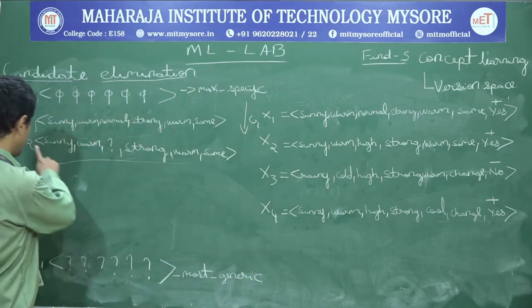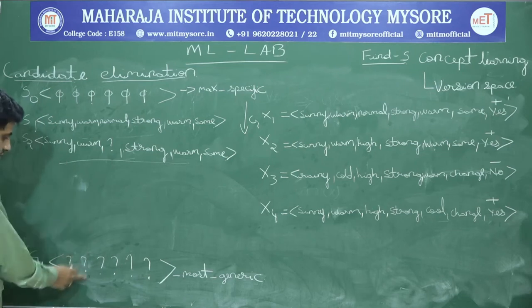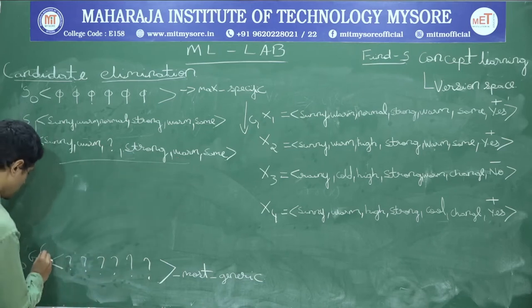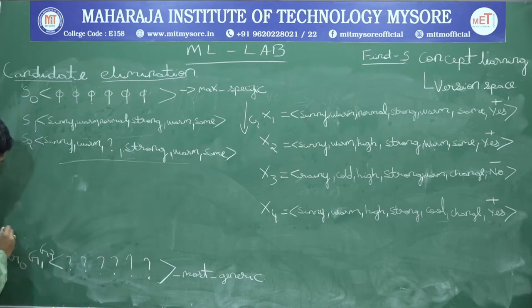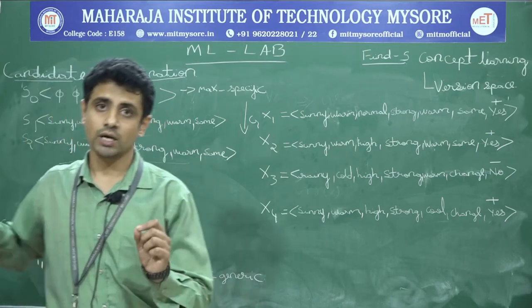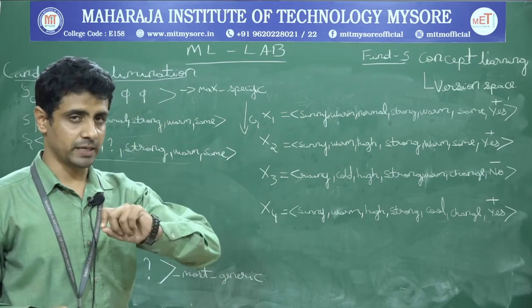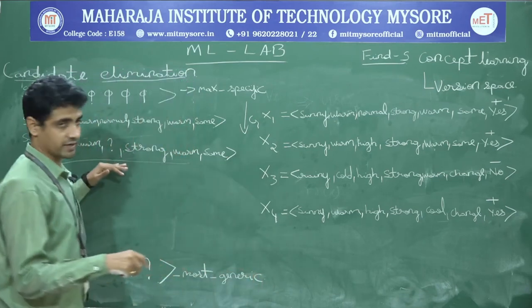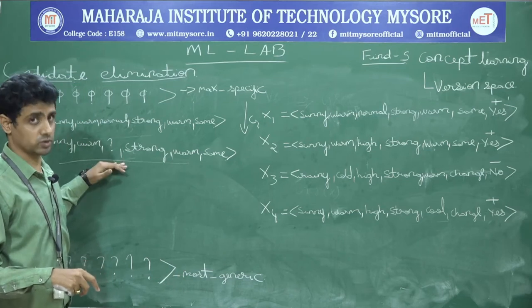Before that, we have S2, and we need to have G2. Can this be replaced with this? No, because question mark is more general than this. Question mark is there, but the rest can be the same. So G2 remains the same. Now I need to develop G3. How to write this G3? That is the hypothesis with respect to the general boundary. We are done with the specific hypothesis boundary.